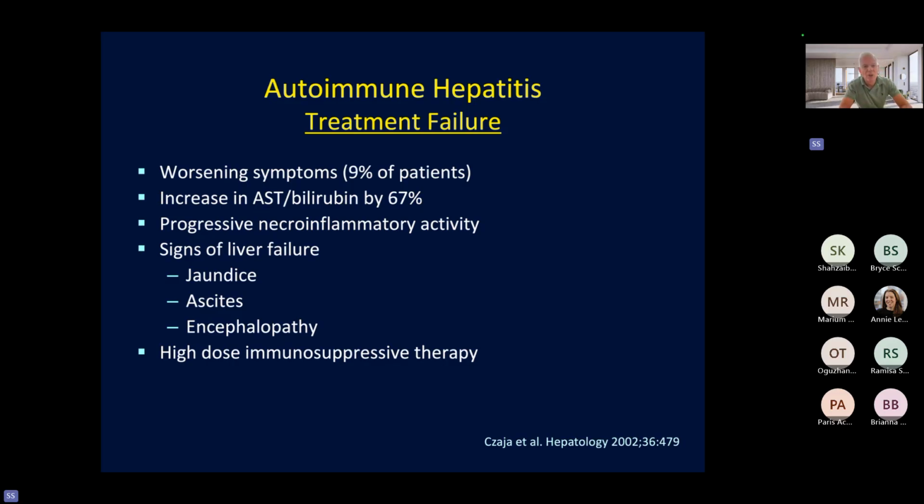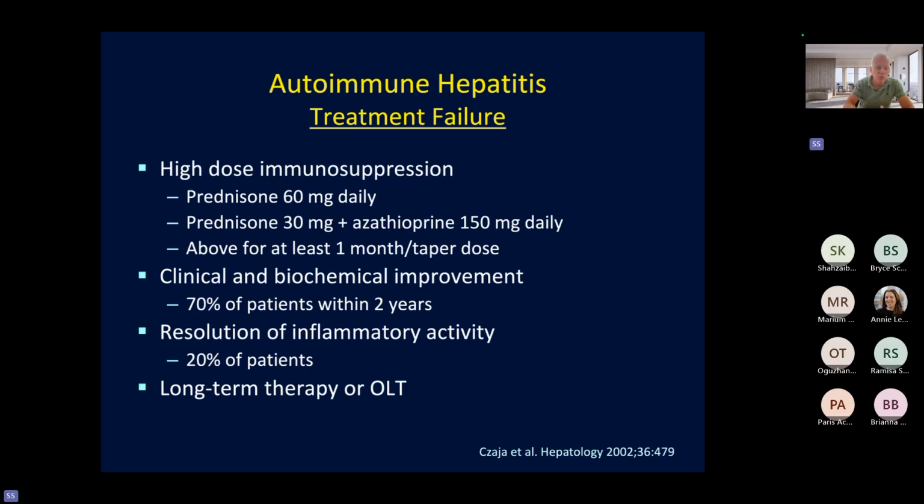Treatment failures are characterized by worsening symptoms, an increase in the AST and bilirubin, progressive necroinflammatory activity, and other signs of liver failure, and these patients will require high-dose immunosuppressive therapy. High-dose immunosuppression would be up to 60 milligrams of prednisone per day. Again, there's no evidence that greater than 60 milligrams is going to give you anything but increased side effects.